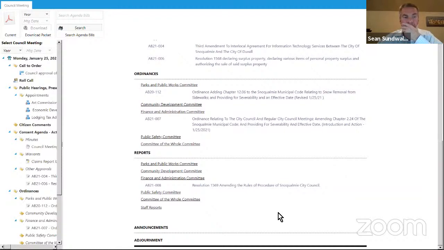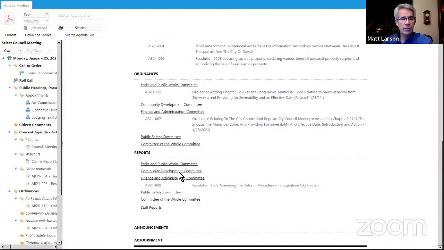No report. Community Development Committee report. No report tonight. Finance Administration Committee, we have Agenda Bill 21008. However, I believe this will need to be, can I just have a motion to send this back to committee for a couple more weeks since it needs to ride with the ordinance? Move to return this item to committee.